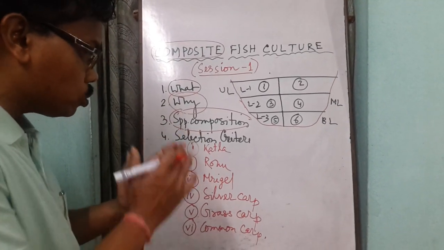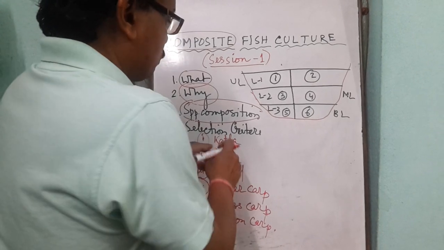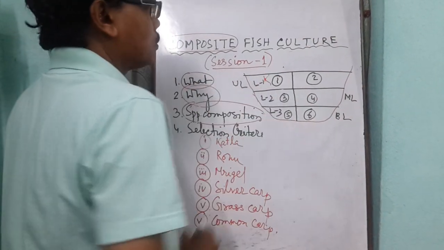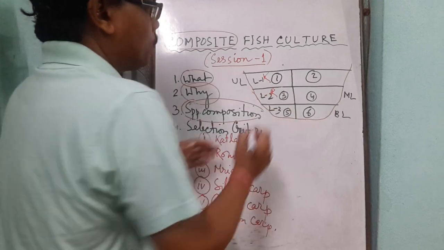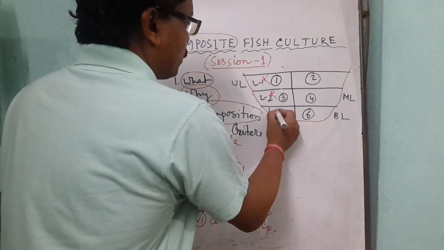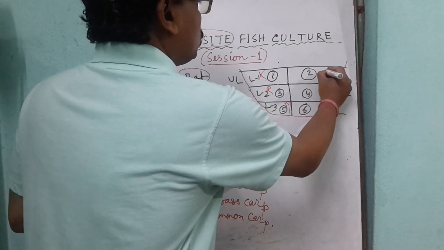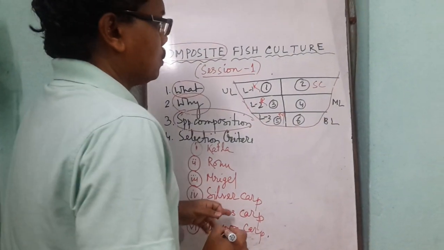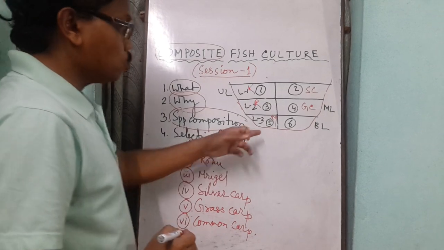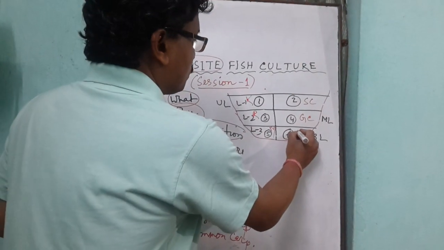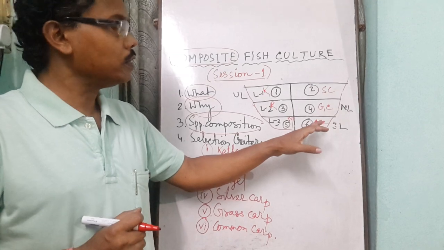And we have to put these 6 species into these 6 compartments. We can keep Katla here, that is compartment 1. Rohu, that is compartment 3. Mrigal, that is compartment 5. Then silver carp into compartment 2. Grass carp mainly into compartment 4. And common carp into compartment number 6. So, 6 species, 6 compartments generally remain in a pond.